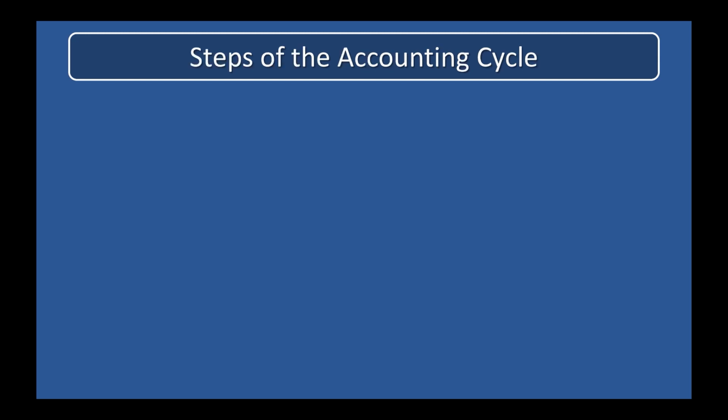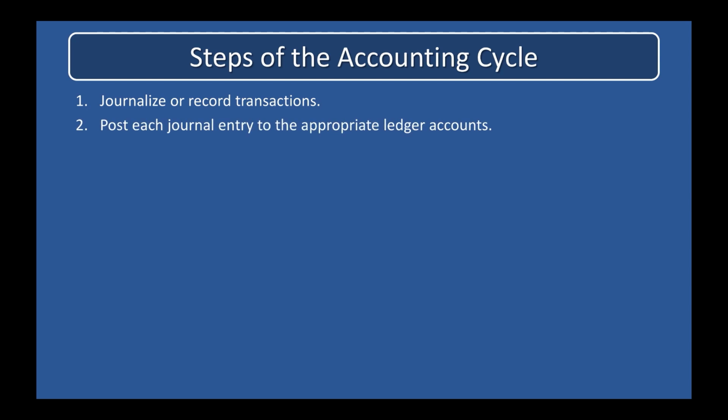The accounting cycle generally consists of 8 specific steps. In this session, we illustrate how businesses journalize or record transactions, post each journal entry to the appropriate ledger accounts, and prepare a trial balance. The remaining steps of the cycle will be addressed in Sessions 4 and 5.